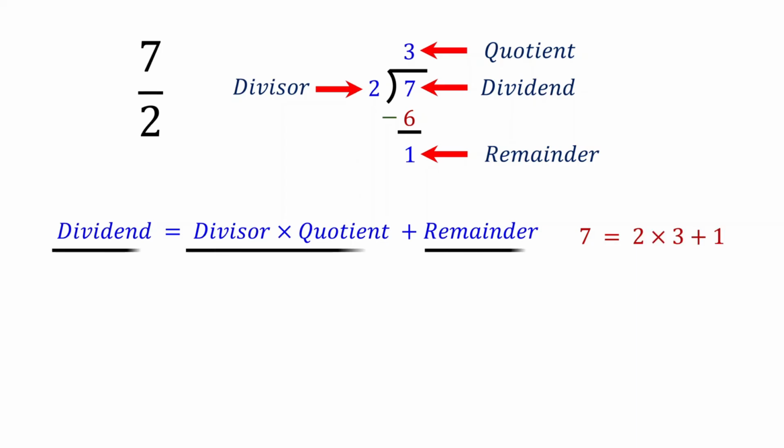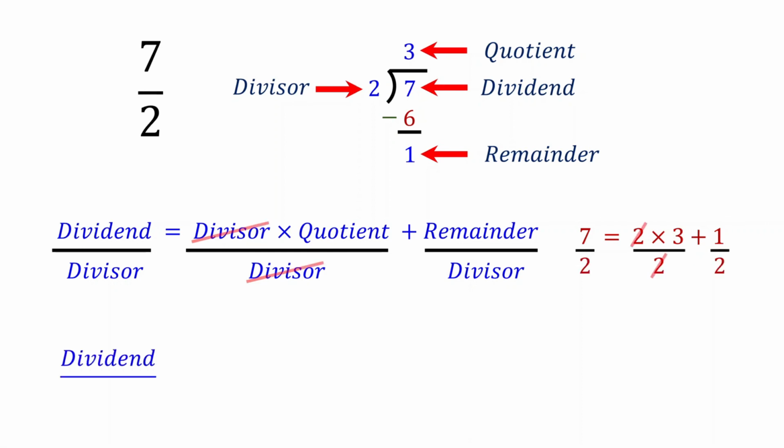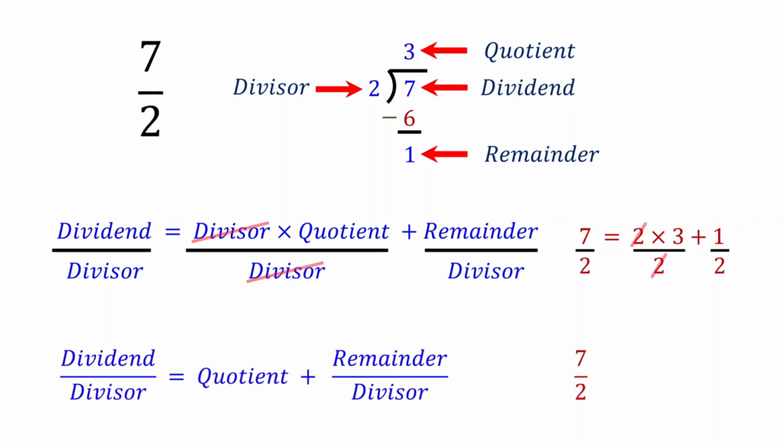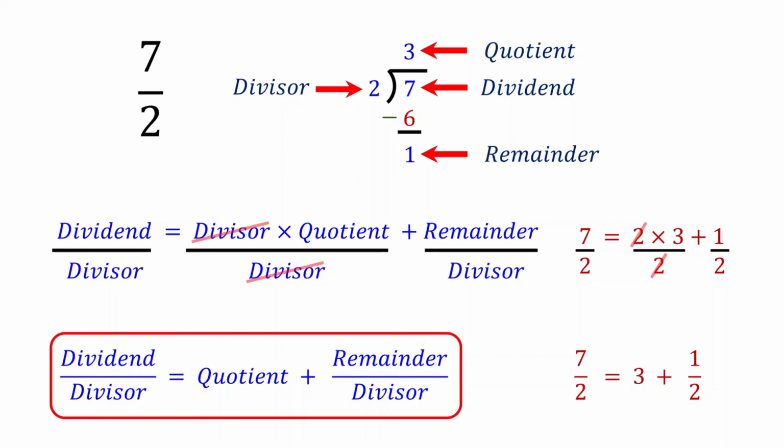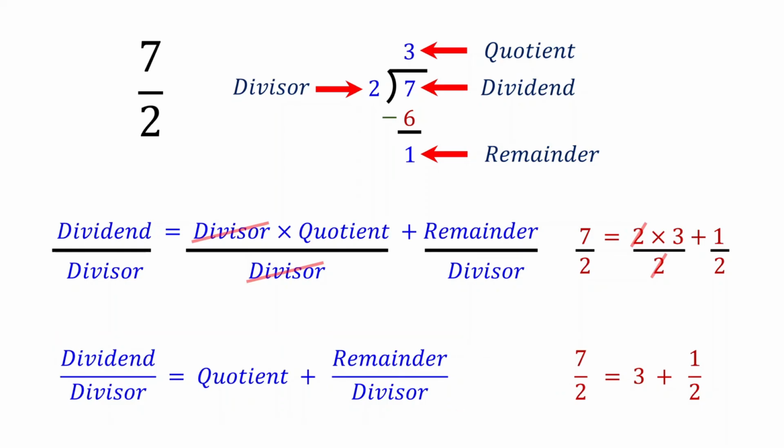Now, if we divide both sides by the divisor, we find that the dividend divided by the divisor equals the quotient plus the remainder over the divisor. This is exactly how we wrote our answer for second and third examples. If the remainder is 0, the dividend divided by the divisor would be just equal to the quotient, as in the first example.